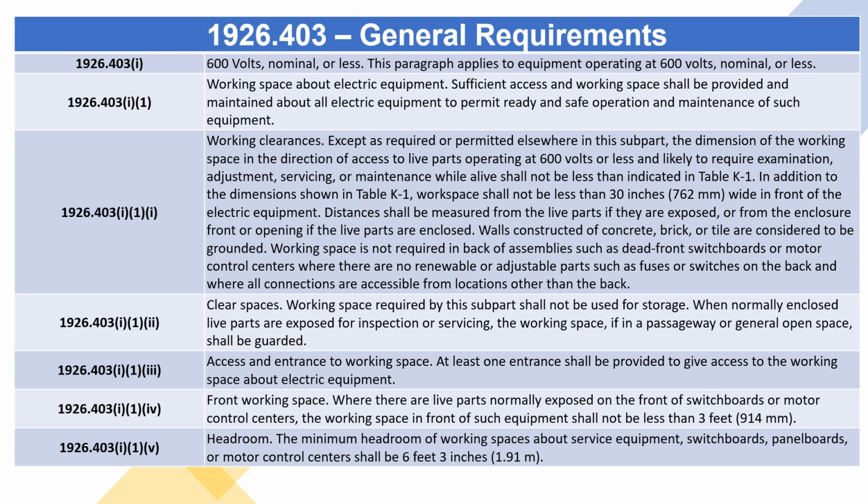1926.403(i)(1)(v), Front working space. Where there are live parts normally exposed on the front of switchboards or motor control centers, the working space in front of such equipment shall not be less than 3 feet (914 millimeters). 1926.403(i)(1)(vi), Headroom. The minimum headroom of working spaces about service equipment, switchboards, panel boards, or motor control centers shall be 6 feet 3 inches (1.91 meters).